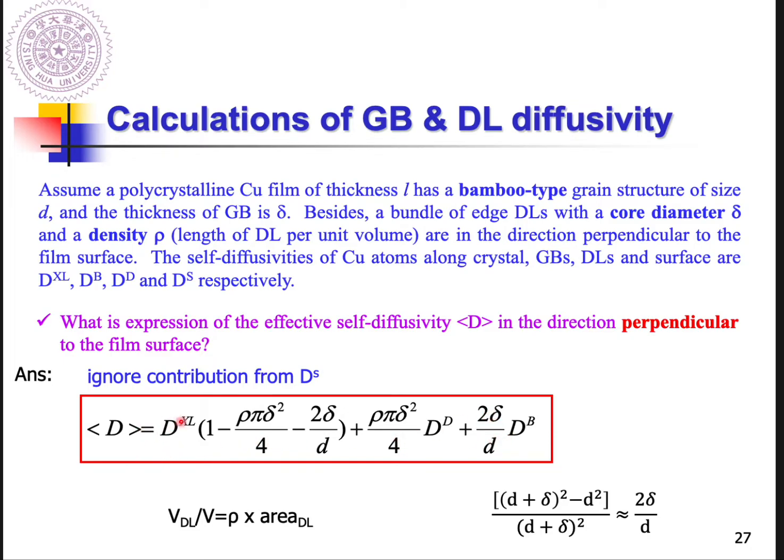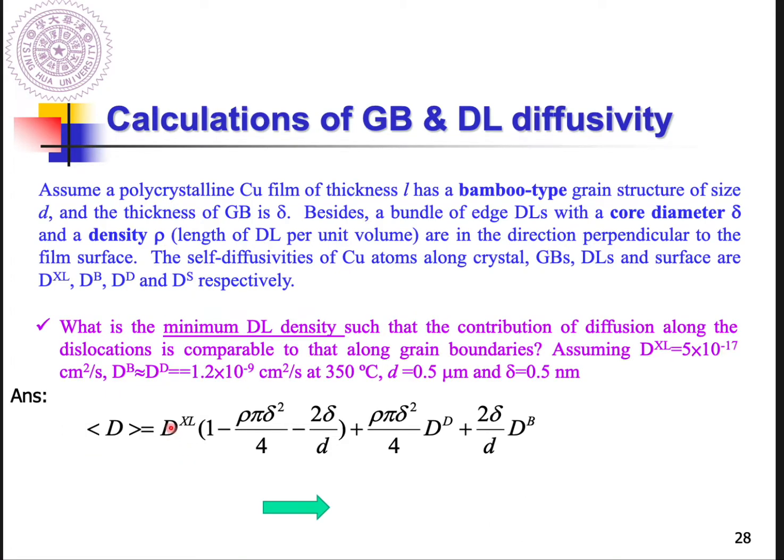So the rest of the part will belong to grain. So we use 1 minus this. So this will be the ratio of the grain boundary or the grain in these materials. So we can get the results here.